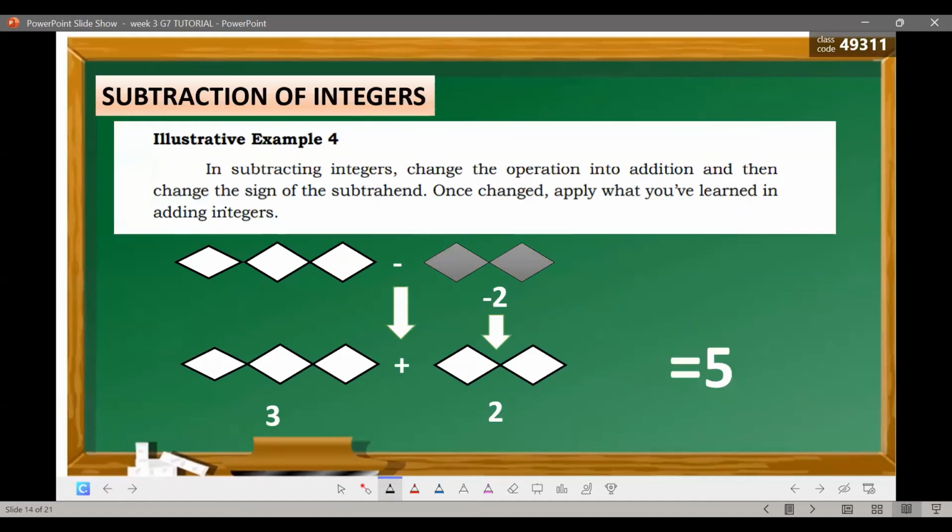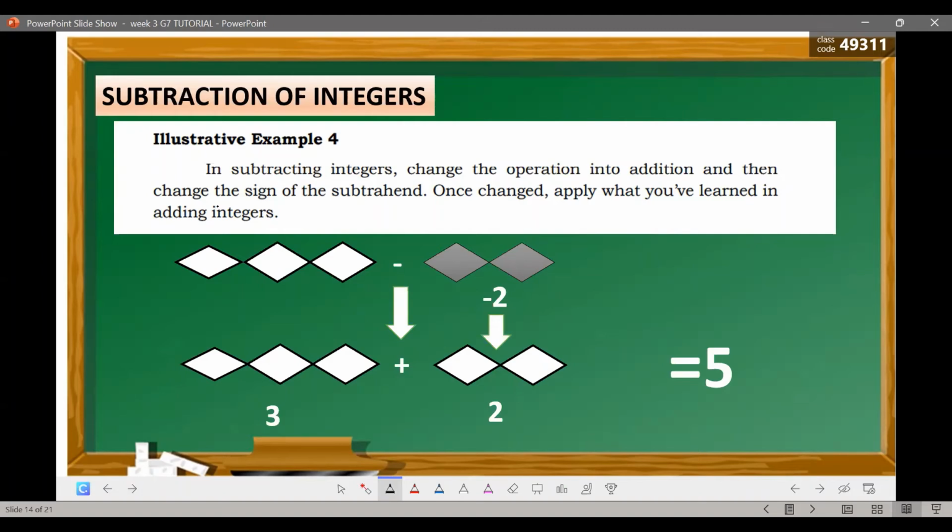Okay. Subtraction of integers. In subtracting integers, change the operation into addition and then change the sign of the subtrahend. Once changed, apply what you've learned in adding integers. Okay. So, change daw natin yung operation into addition.